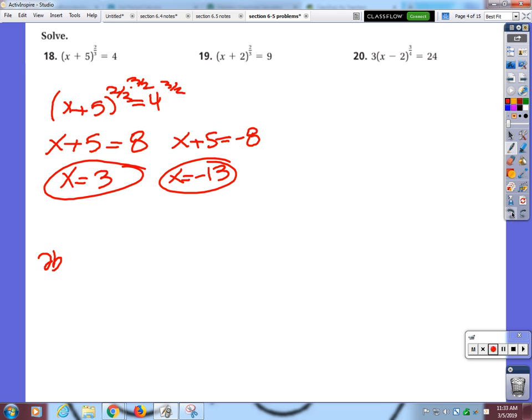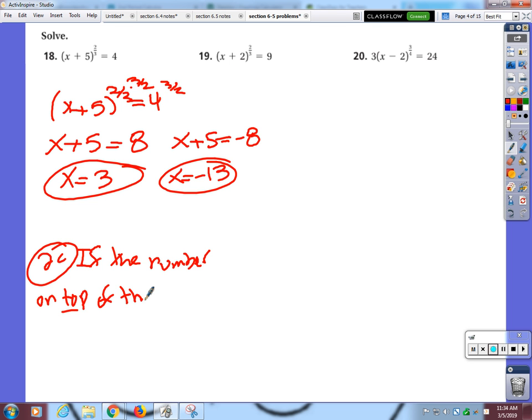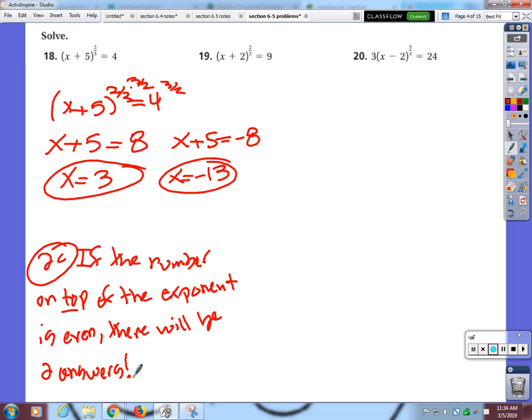2C. The second answer. If the number on top of the exponent is even, there will be 2 answers. Okay? So when we first did this problem, the very first one, since that started out as x plus 5 to the 2/3, since the 2 was even, that's going to give us 2 answers. Okay? Jessica? Nope. If the top number is odd, there's only one answer. Okay? All right.